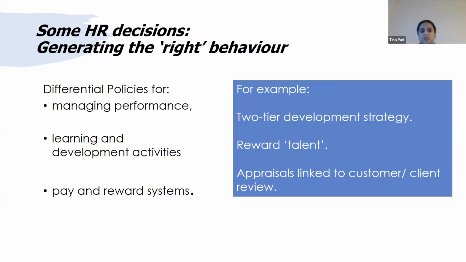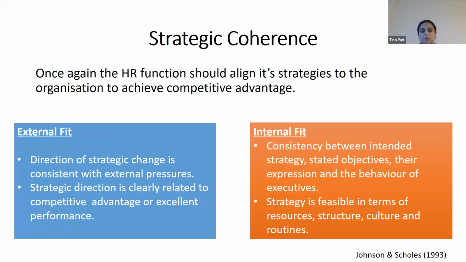So some HR decisions, generating the right behavior: differential policies for managing performance, learning and development activities, pay and reward system. For example, two-tier development strategy, reward talent, appraisals linked to customer client review.